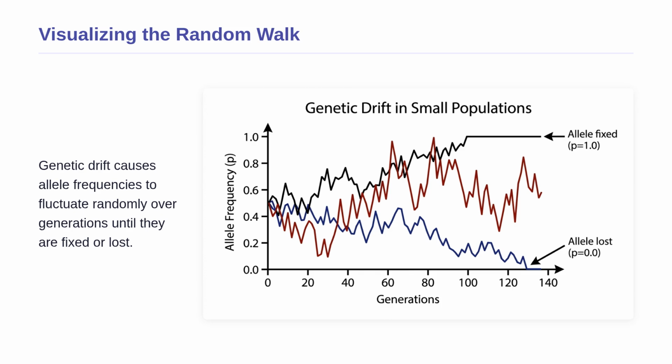Eventually, one line hits the top boundary at 1.0. This is allele fixation. Another line hits the bottom boundary at 0. This is allele loss. This visual perfectly captures the unpredictable, wandering nature of genetic drift.